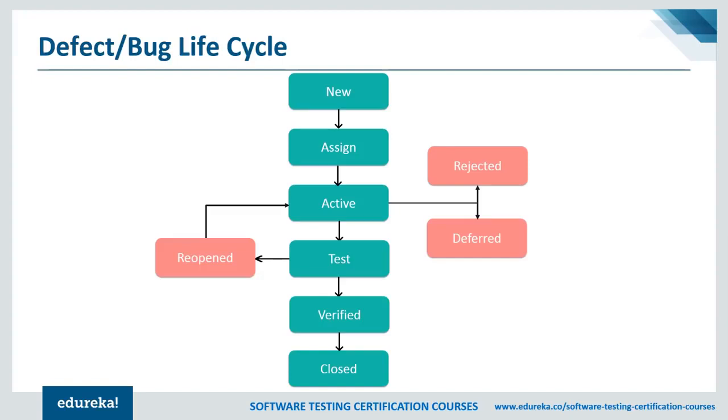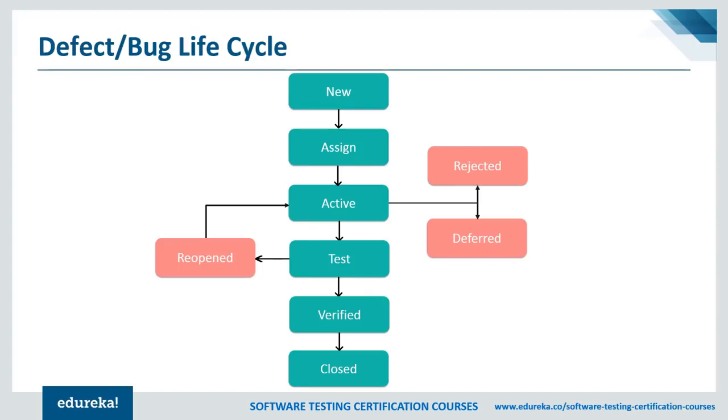Then the state of the bug is changed to rejected. Deferred state indicates the bug is expected to be fixed in next releases. The reasons for changing the bug to this state have many factors. Some of them are that the priority of the bug may be low, there may be a lack of time for the release, or the bug may not have a major effect on the software. And that's the reason it is said to be deferred.